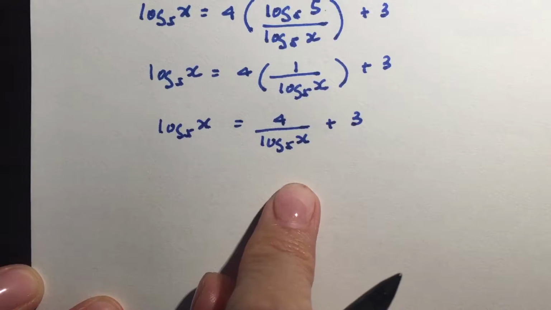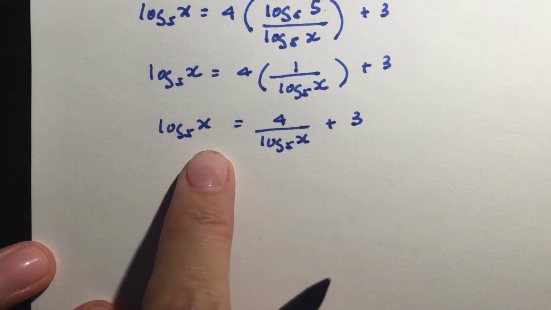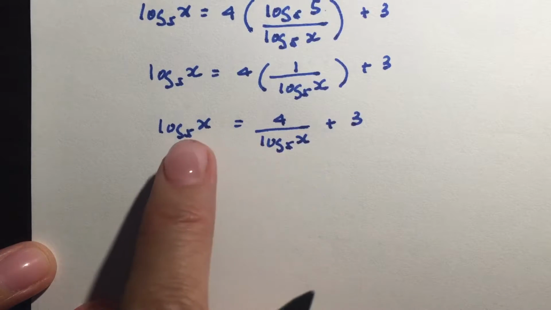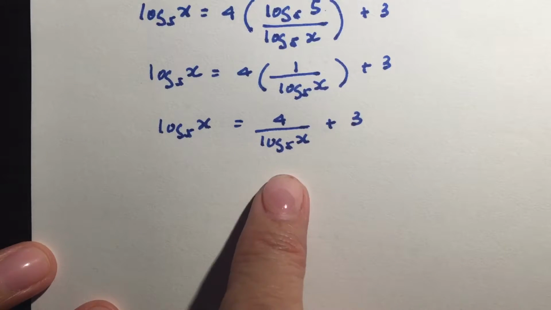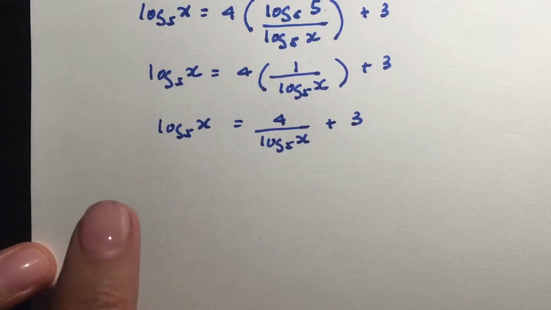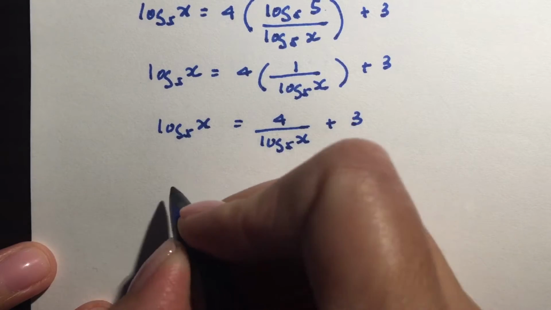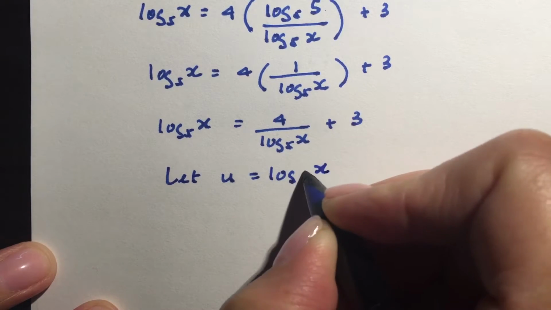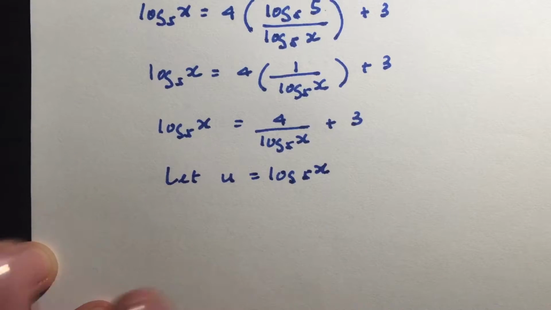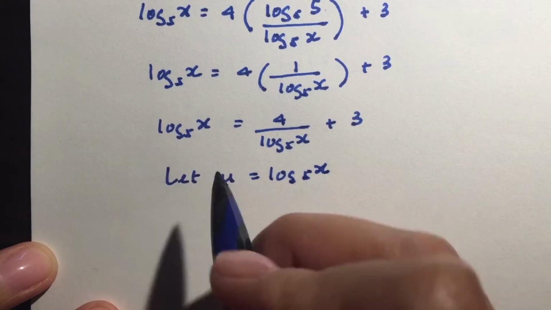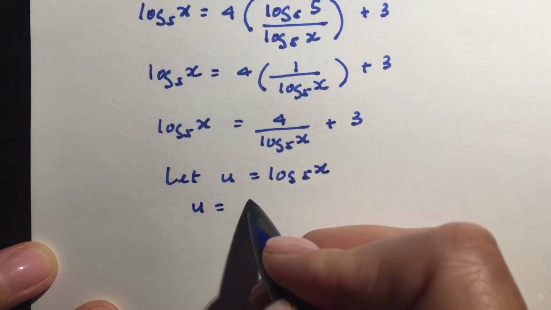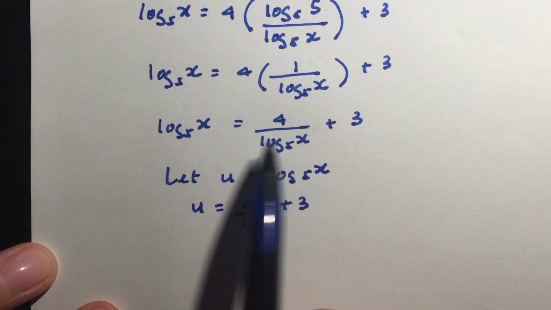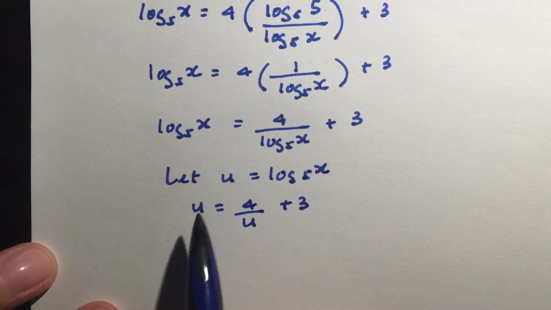We can actually continue from here, but it looks a little bit difficult because we have log x to base 5 and we have 1 at the denominator and 1 here. So what we can do is try to make it a little bit simpler by using a substitution. Let u be log x to the base 5, just so that it looks simpler. So this whole thing is actually u, and this is 4 over u plus 3. So we change this complicated looking thing into a simple u.